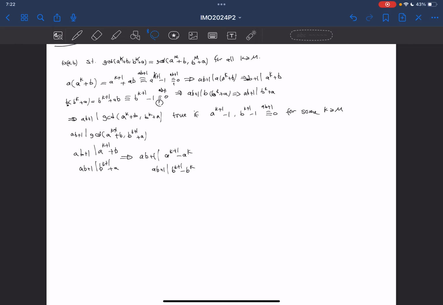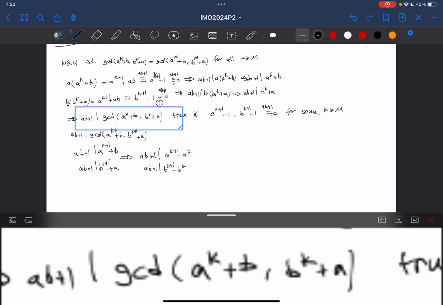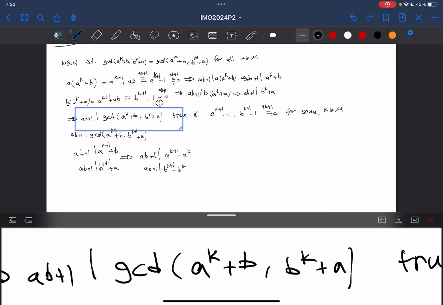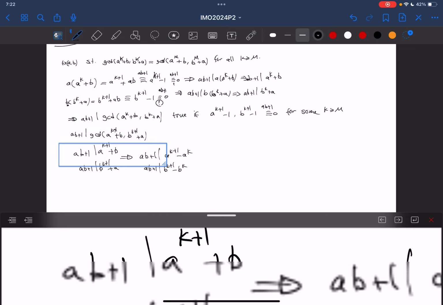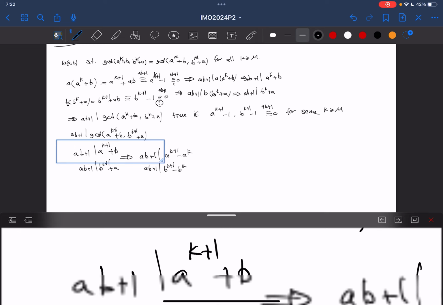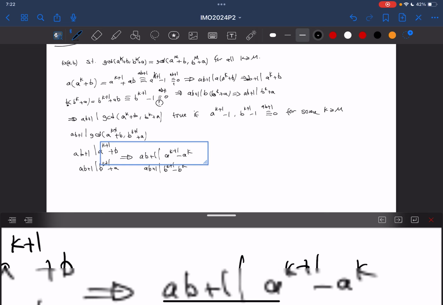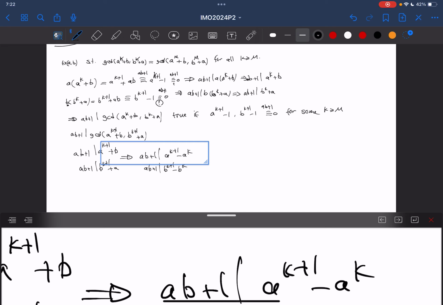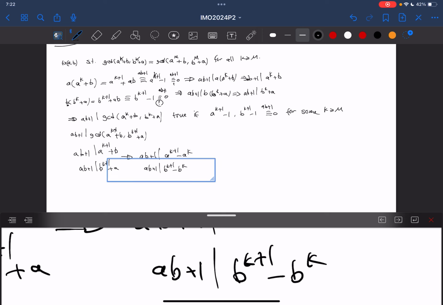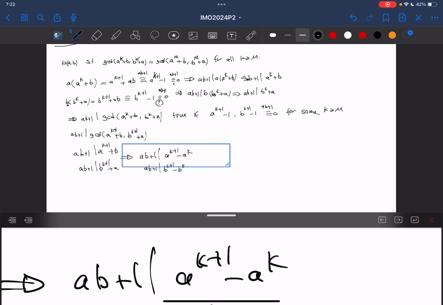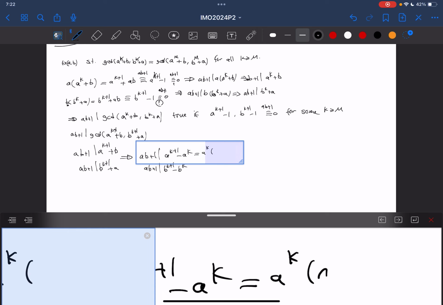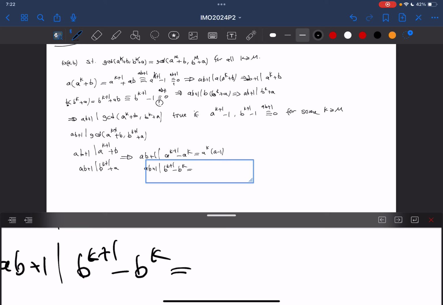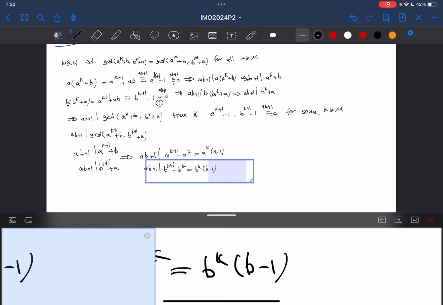Why? How exactly do I arrive at this? The reason is that I also had this condition right here. ab plus 1 divides a to the power k plus b, and it also divides a to the power k plus 1 plus b. So I just take the difference, and so ab plus 1 would divide a to the power k plus 1 minus a to the power k. And similarly for b here. But notice that this is equal to a to the power k times a minus 1, and this is equal to b to the power k times b minus 1.